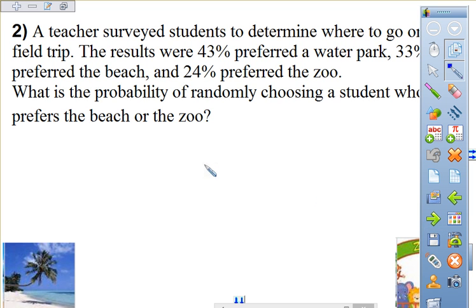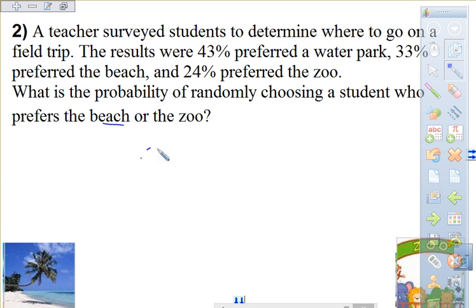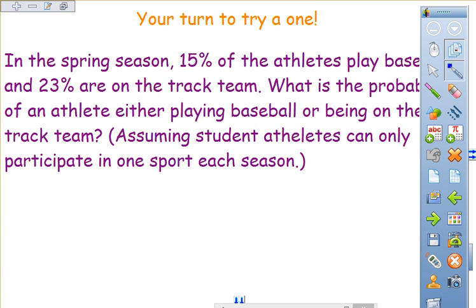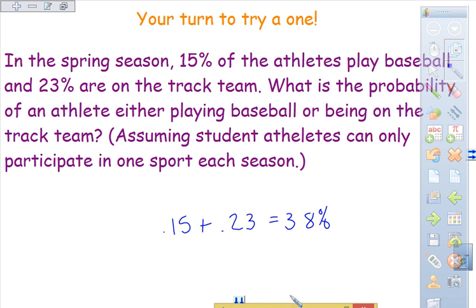A teacher surveyed students to determine where to go on a field trip. 24% wanted a water park, 33% preferred the beach, and 24% preferred the zoo. What is the probability of randomly choosing a student who prefers the beach or the zoo? So beach was 33, zoo was 24, so our answer is 57%. Please pause the video and try this one. Here is the answer.